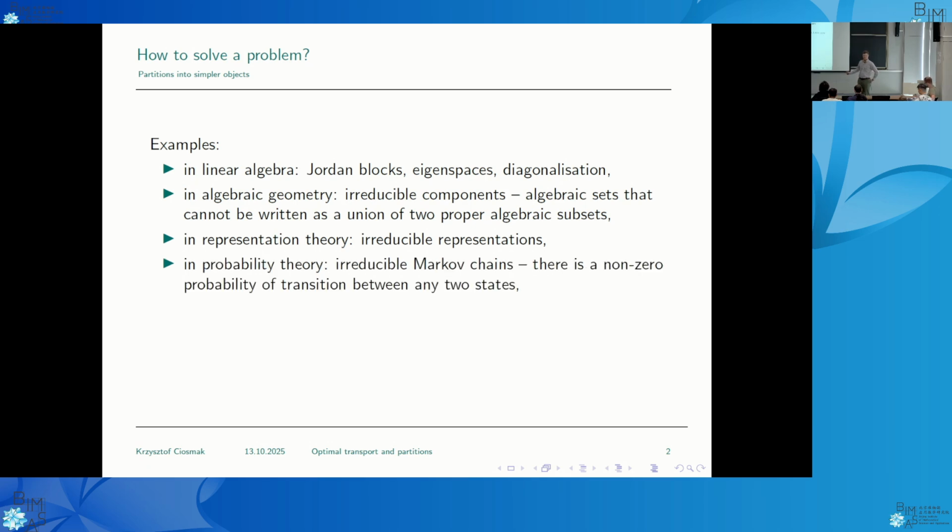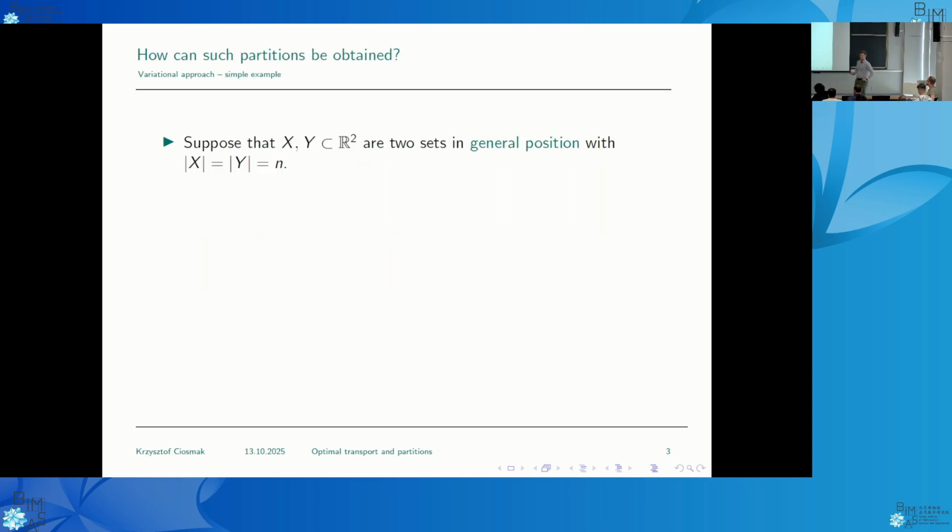In probability theory also, if we consider a Markov chain, it's called irreducible if the transition probability between any two states is positive. In algebra, we also have simple groups and prime ideals. And I'm sure that you would be able to name many more examples. So I will focus now on one particular way to partition our problem into simpler problems, and this can be obtained through some variational principle.